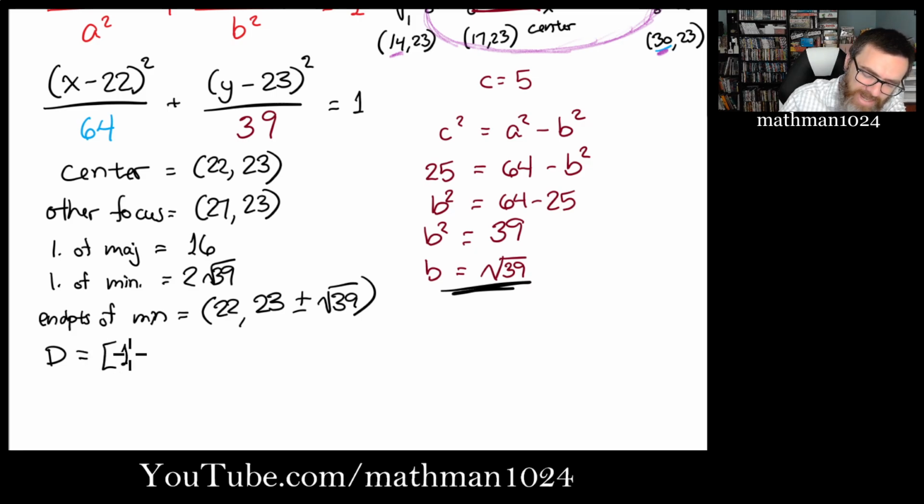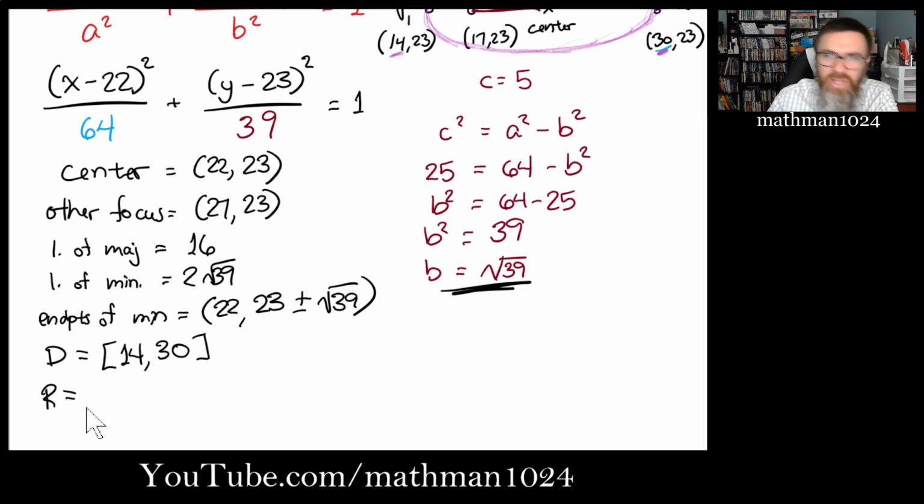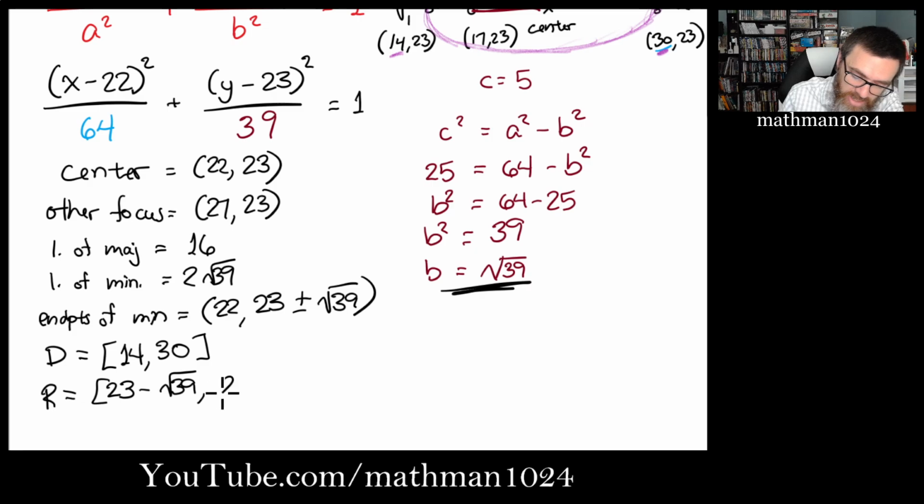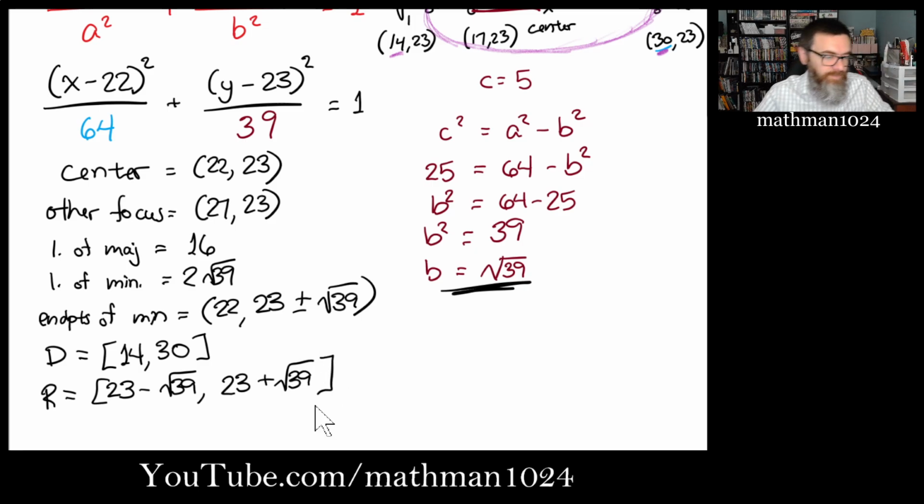Not negative 14. Where am I coming up with this stuff? Sorry, I think my eyes are jumping all over the place, and I apologize. So 14 to 30. My range is along the minor axis, so it's going to be the low guy here. So it's going to be 23 minus the square root of 39, and then 23 plus the square root of 39. There we go. All right, let's do one more.